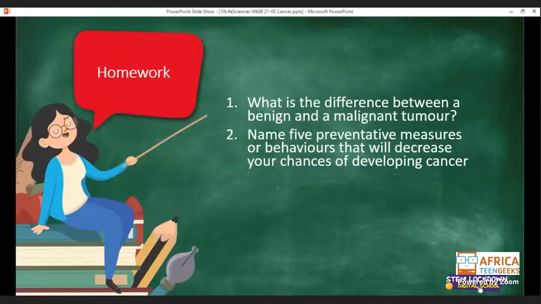Now this is your homework. What is the difference between a benign and a malignant tumor? And number two, name 5 preventative measures or behaviors that will decrease your chances of developing cancer.